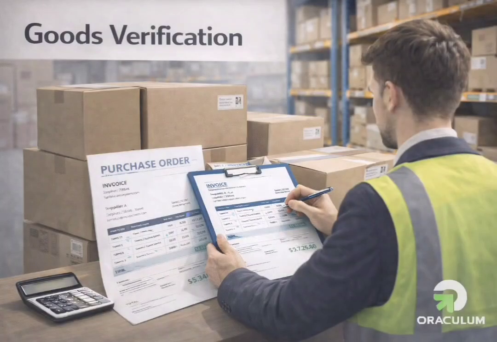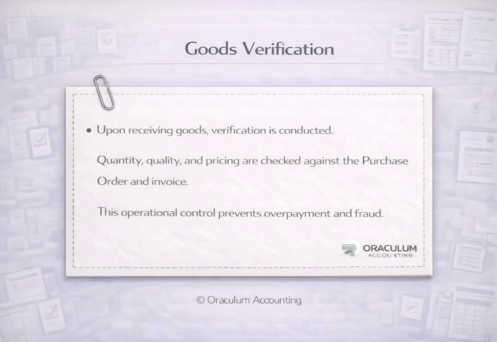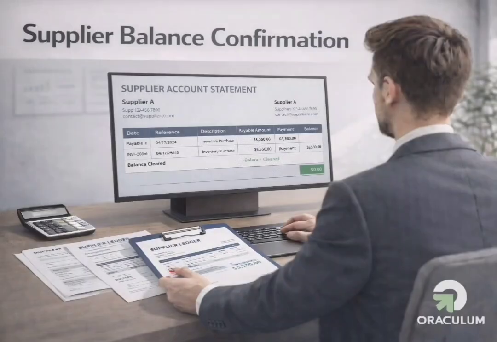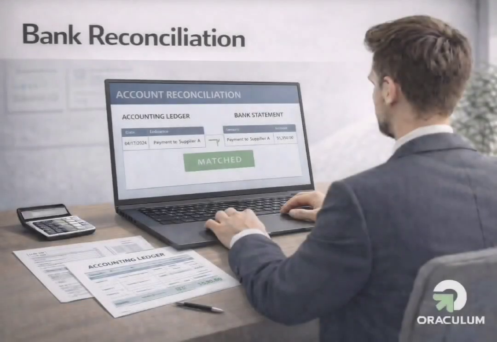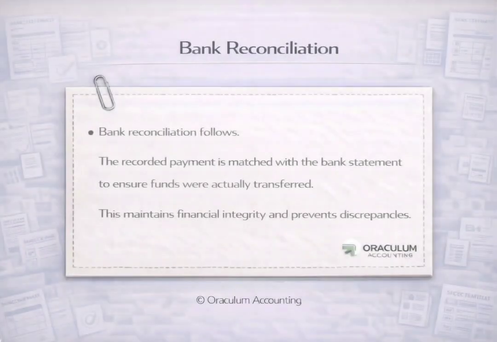Upon receiving goods, verification is conducted. Quantity, quality, and pricing are checked against the purchase order and invoice. This operational control prevents overpayment and fraud. After payment, balance confirmation ensures that the supplier's ledger shows no outstanding amount. This confirms proper closure of liability. Bank reconciliation follows. The recorded payment is matched with the bank statement to ensure funds were actually transferred. This maintains financial integrity and prevents discrepancies.